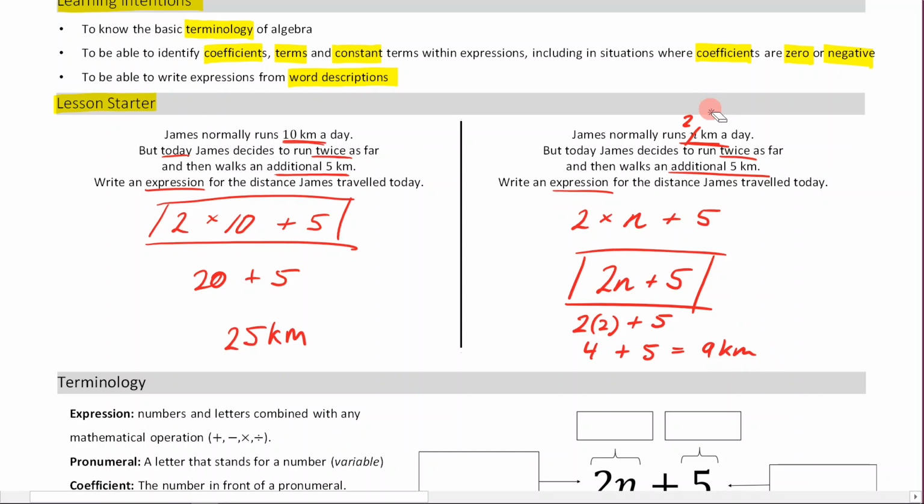Or let's say we found out that James runs 3 kilometers a day. Well, instead of 2, that means we would end up putting 3 into this. 2 times 3 is 6. 6 plus 5 is 11 kilometers a day. So you can see the power of algebra there. But before we get into all of that, I really want to take this expression we have just created and talk about some key terminology.